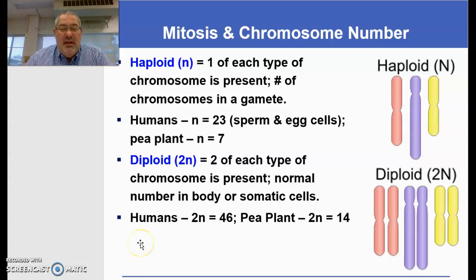Haploid refers to the chromosome number that you find in gametes, or spores in plants. I put the pea plant example in just to show you that the pea plant has a haploid number of 7. We have a haploid number of 23. A diploid number is the chromosome number present in a body cell or somatic cell. We have 46. Pea plants have 14. Just double the haploid number and you get the diploid number.